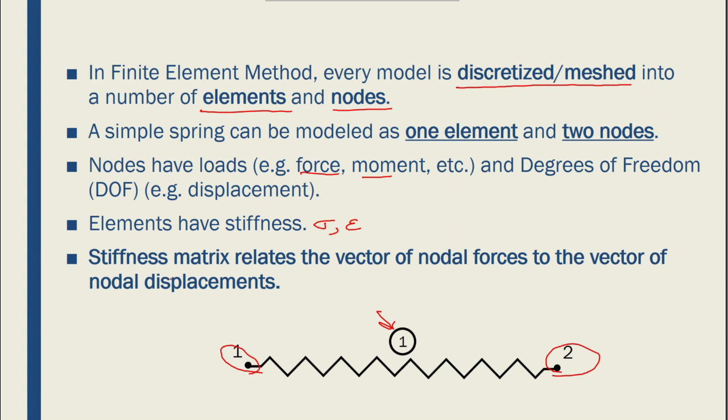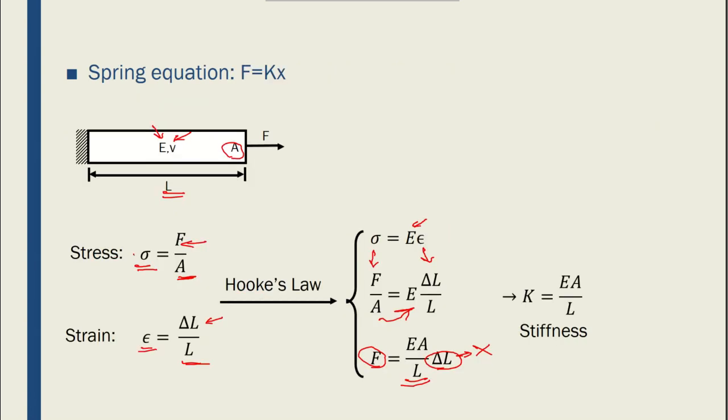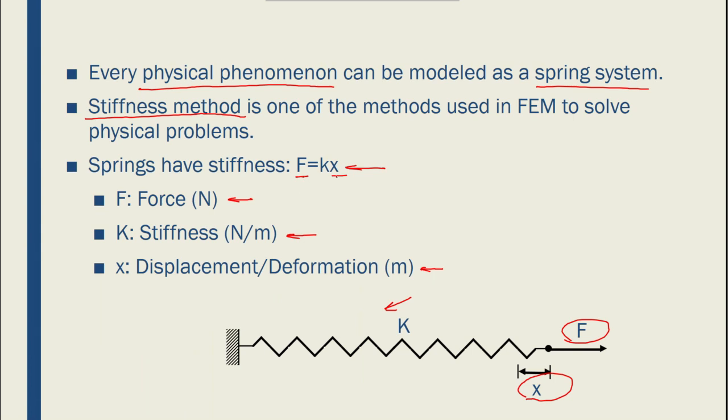So basically what the stiffness matrix does is relate the vector of nodal forces to the vector of nodal displacements. If you remember from the first slide, we have force and we have displacement, and this is the stiffness of the spring. Now we have multiple nodes, so we can have multiple forces, and that would be something like this. And then we can have a stiffness matrix K and displacement vector d. So the stiffness matrix will relate the nodal forces to nodal displacements.